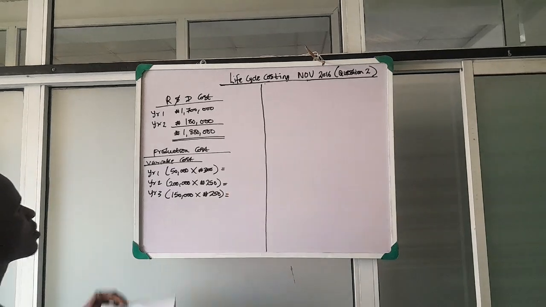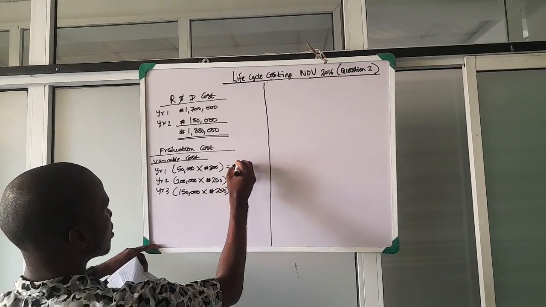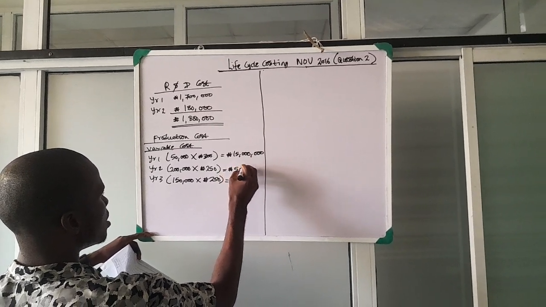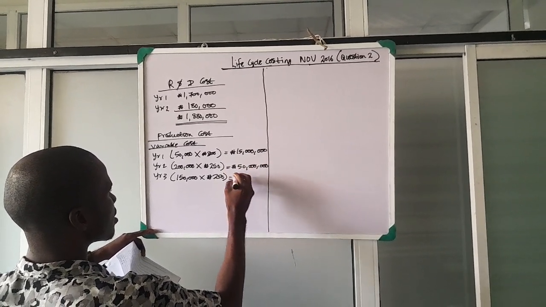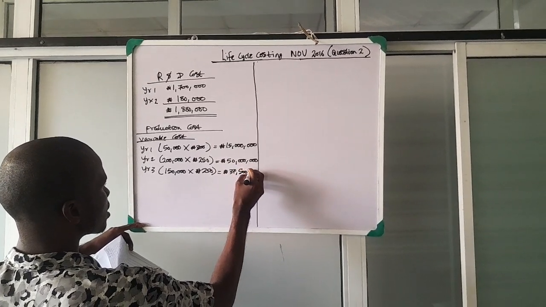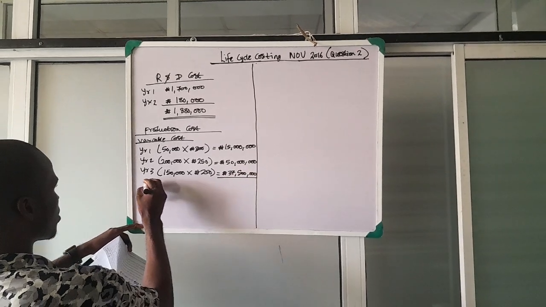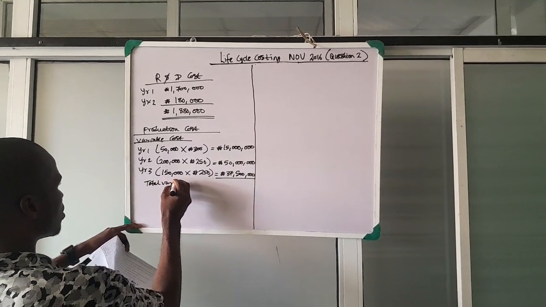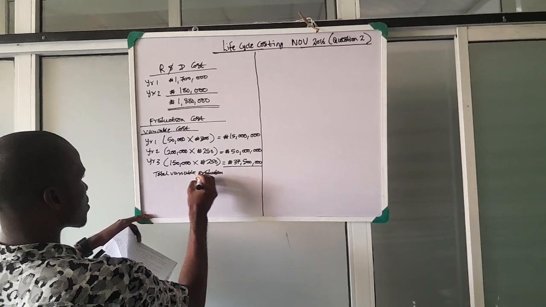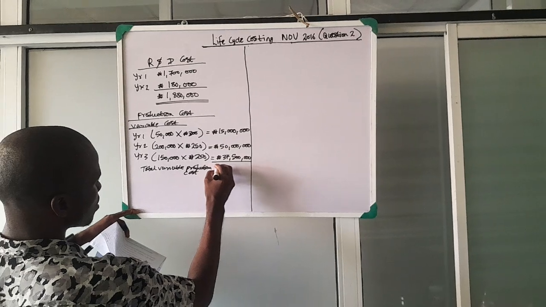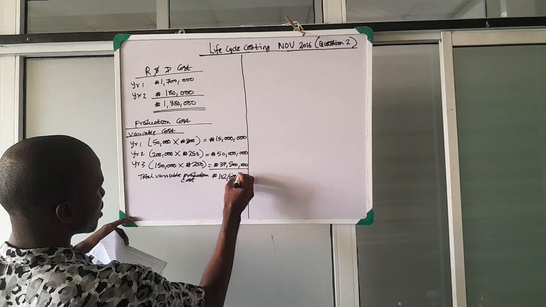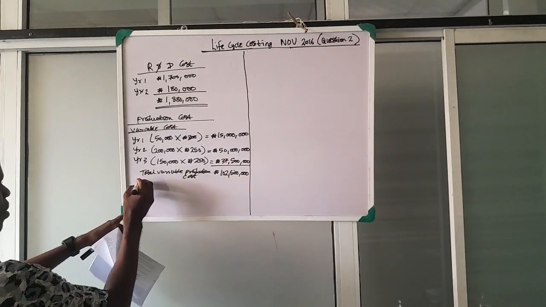This will give us 15 million for the first one. The second will give us 50 million. Then the third, 37 million 500,000. And the total variable production cost is 102 million 500,000. Then we'll bring in the fixed production cost.